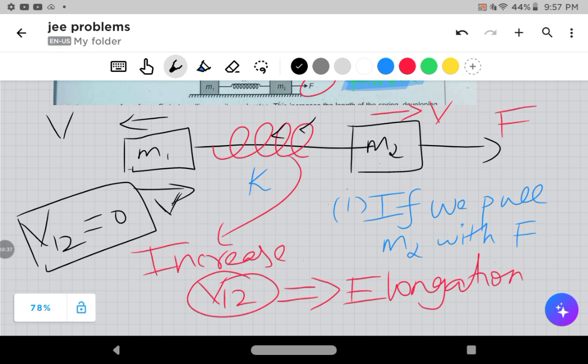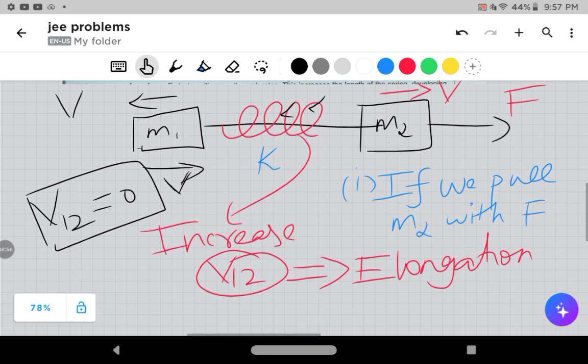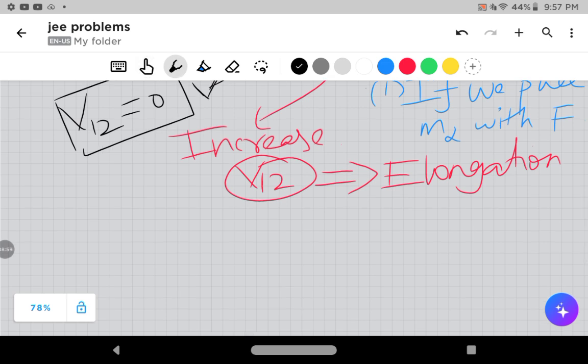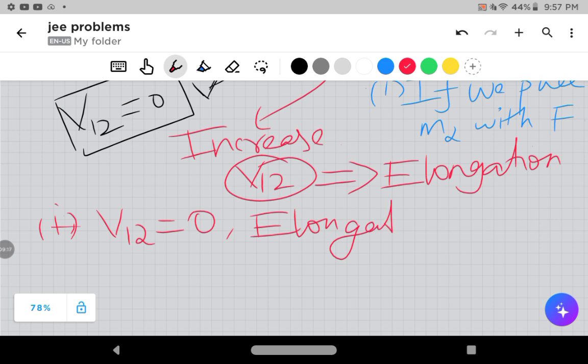Why? Because until that time the spring is restoring its force, but when the velocity becomes 0, it means that when block M1 starts moving opposing it, the elongation becomes maximum and starts to pull towards it. So we can infer some good knowledge from this. First thing we can say is that when the velocity of block 1 with respect to 2 is 0, elongation is maximum.